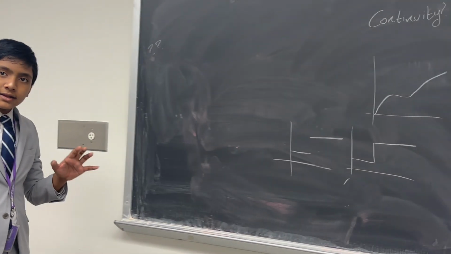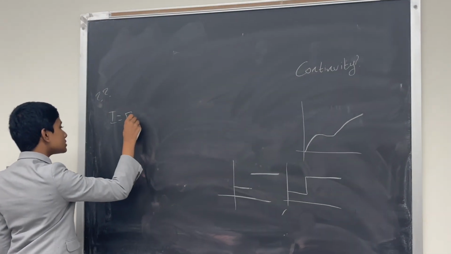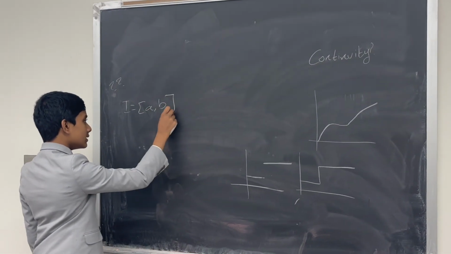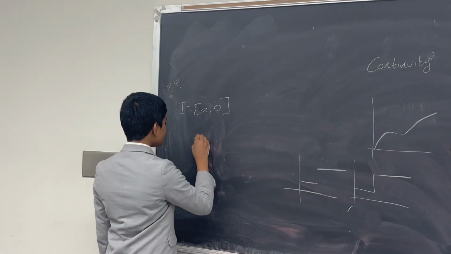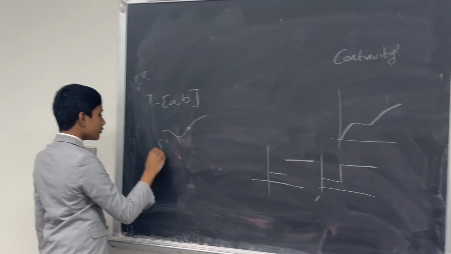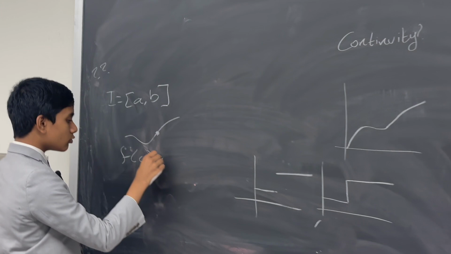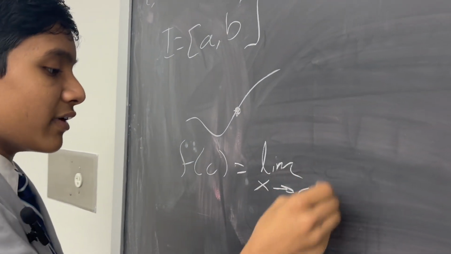A function is continuous over some interval I equals from a to b, if and only if at every single point c, f of c is equal to the limit as x approaches c of f of x.